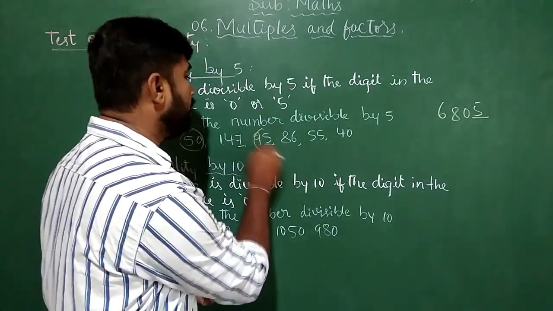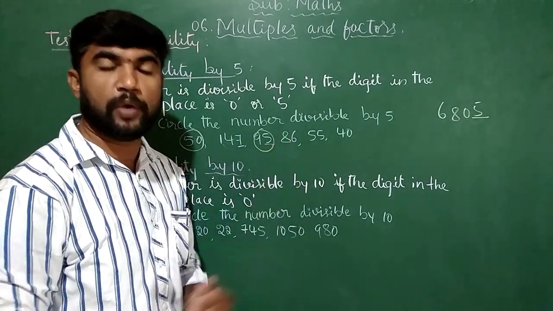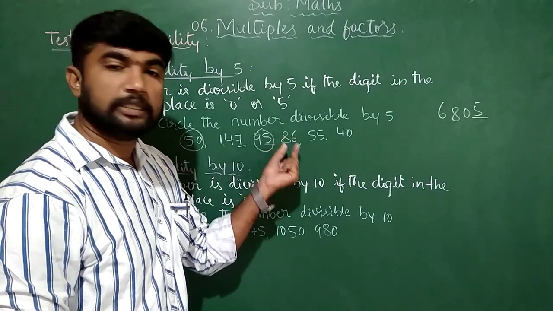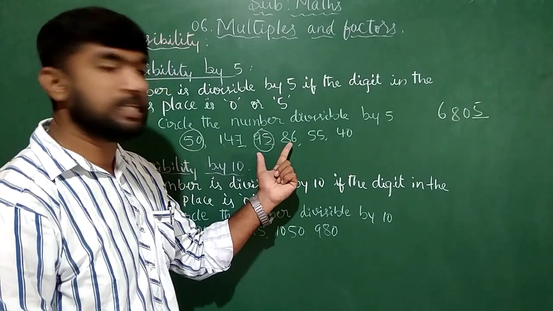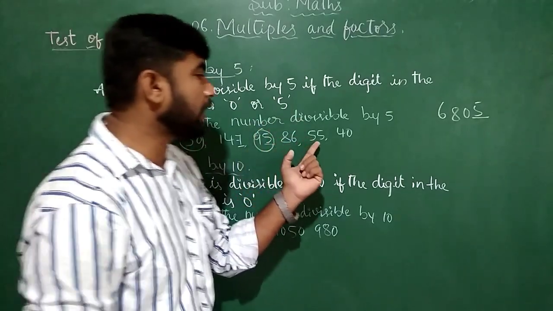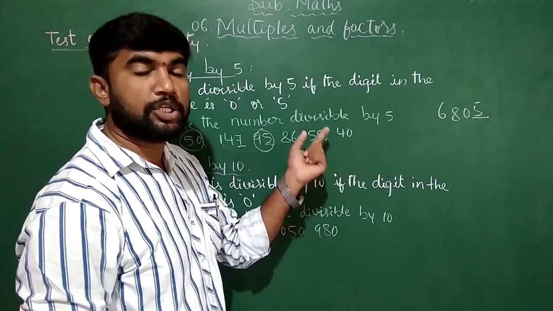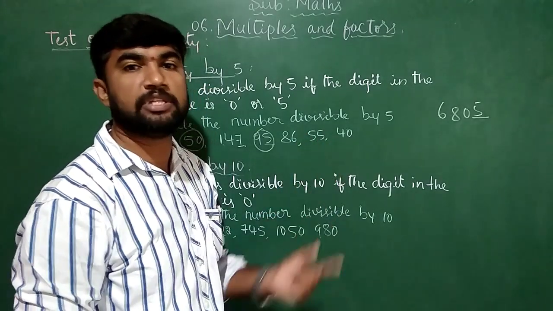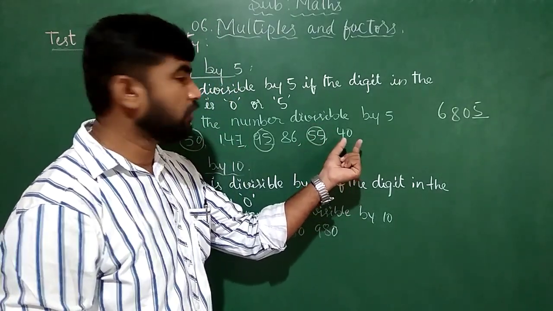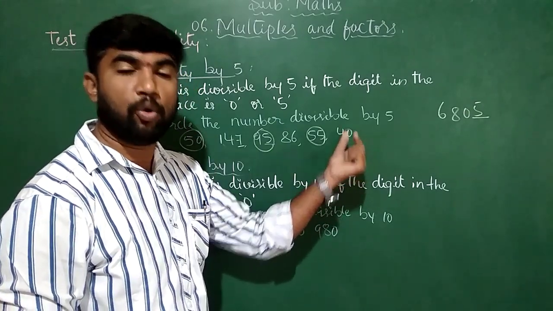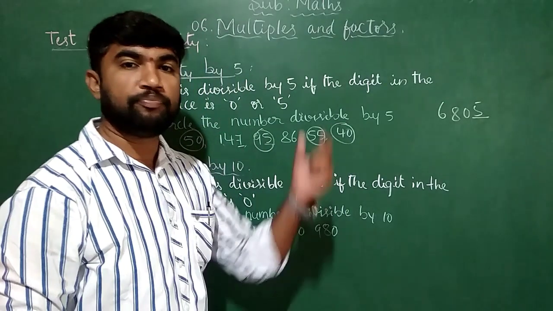And we need to circle it. Next, 86. In 86, the 6 is in the ones place, so 86 is not divisible by 5, because in the ones place there is a 6. The next value is 55. Here the 5 is in the ones place, so 55 is exactly divisible by 5. And 40. In 40, the 0 is in the ones place, so 40 is also exactly divisible by 5.